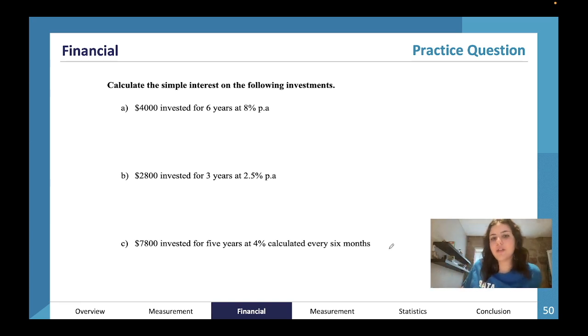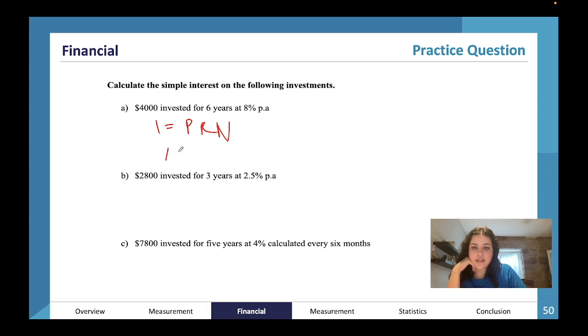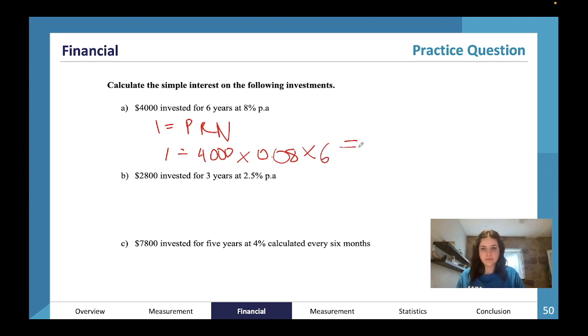So calculate the simple interest on the following investments. $4,000 invested for 6 years at 8% per annum. So to do this question, we have to do I equals PRN. So interest equals $4,000 times the rate, which is 0.08, times 6 years. We put that in our calculator and we get $1,920 of interest. Next question.